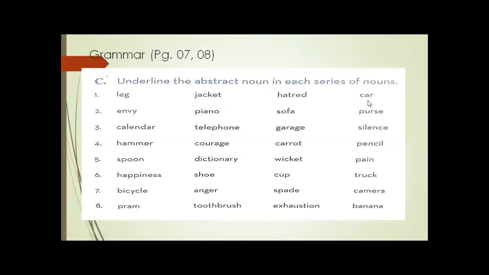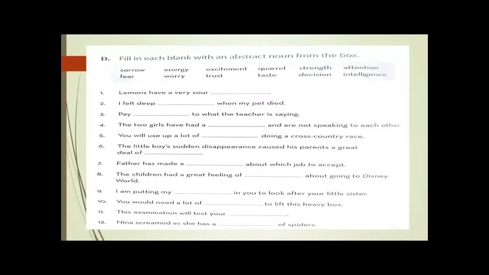And car, obviously you sit in the car, you can touch it. So hatred is the abstract noun. So you underline hatred. I've done the first one for you. Mark it on page number 7 of your workbook or either take a screenshot of the screen. Okay. Now I'll share the last home task with you. Fill in the blanks with an abstract noun from the book.